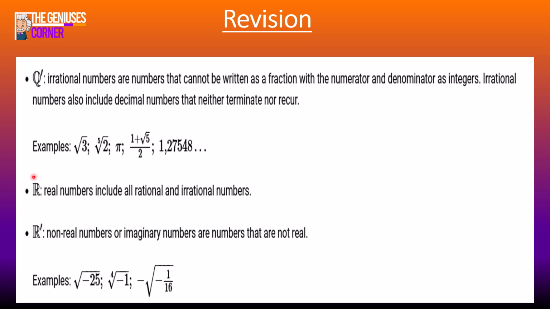Then we have real numbers, and like I said before, real numbers include rational and irrational numbers. And then we have non-real numbers, and these are imaginary numbers, numbers that are not real. For example, the square root of minus 25, the fourth root of minus 1, minus the square root of minus 1 over 16.